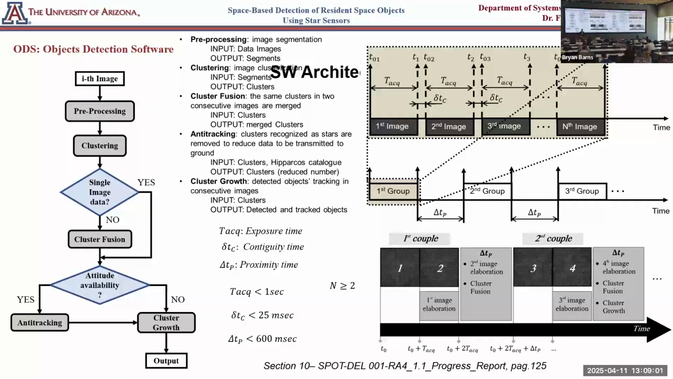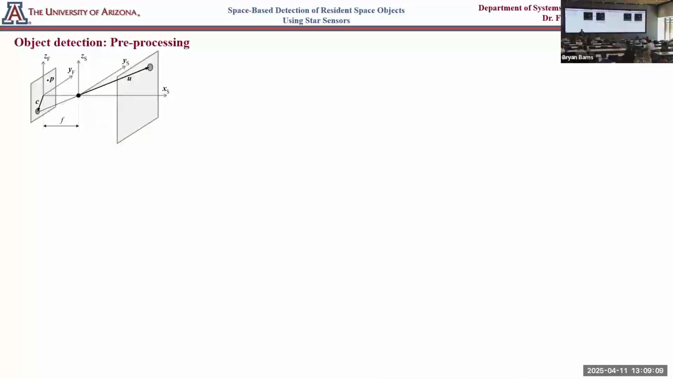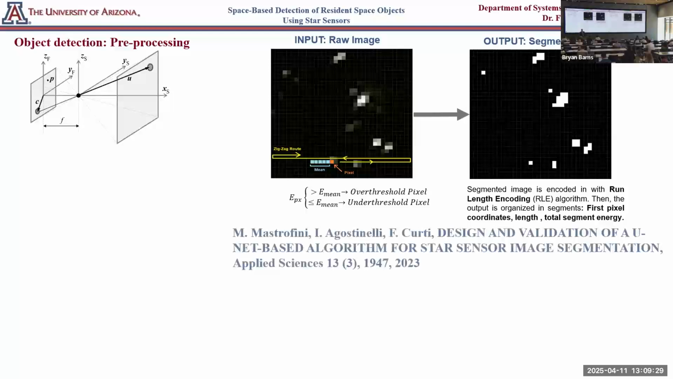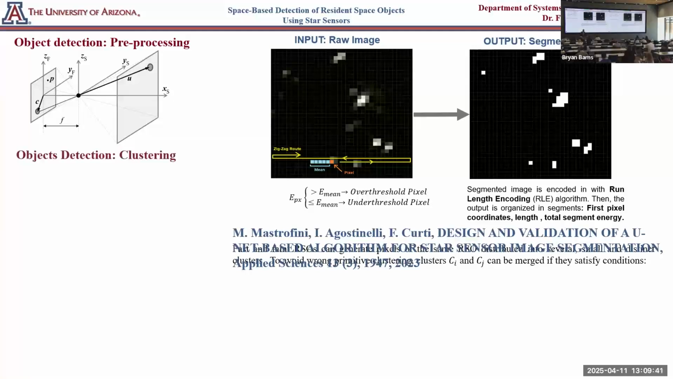We needed to develop a new technique to process the image. Quickly, we have a first phase that is software preprocessing, in which we take all the pixels over a threshold in terms of energy. We collect energy from the object. We also developed a method using the UNet to improve this process.